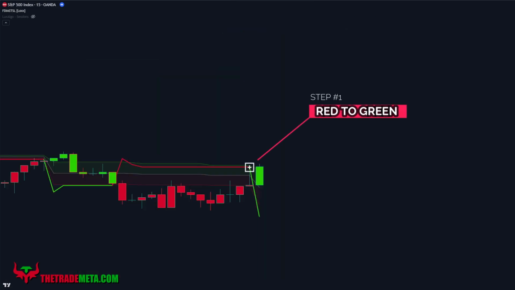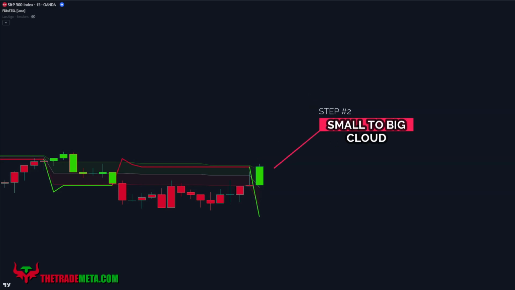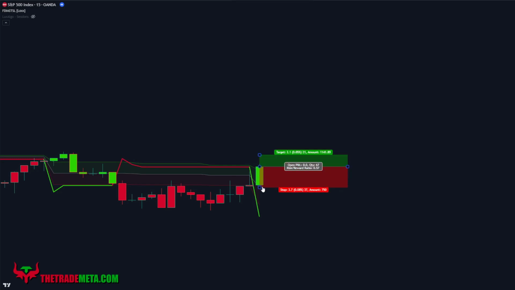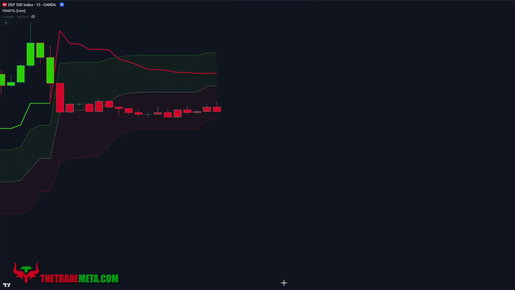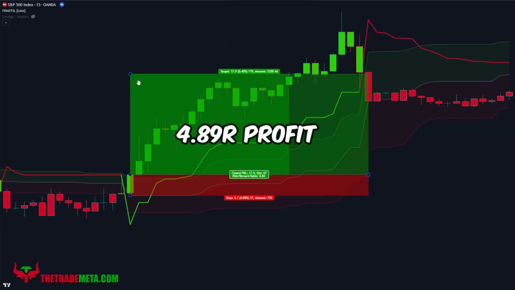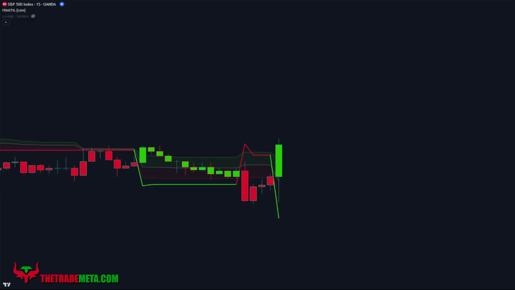Here's another buy setup. We have all of our conditions met here. Supertrend just turned green from red. We have a recent increase in cloud size. And we have a bullish green candlestick close breaking out of the top of the cloud. We enter a trade at the candle close. And we have a few more setups here.